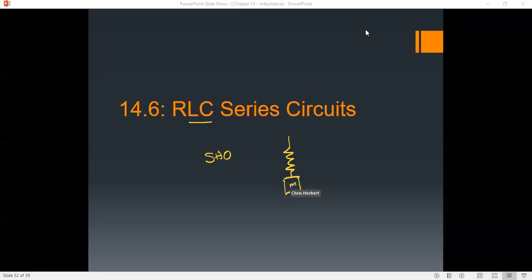Now, in the LC circuit, that thing would oscillate forever, because we saw that the solution was that the charge on the capacitor as a function of time was equal to some amplitude times the cosine of omega t.